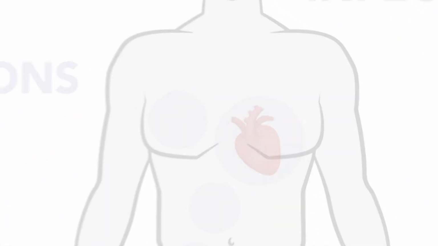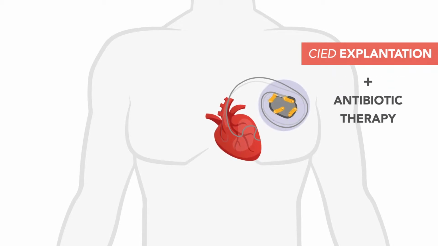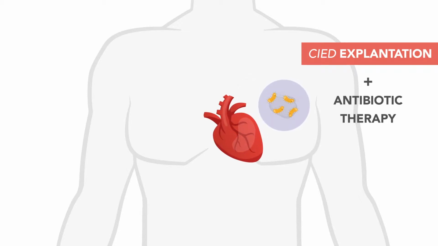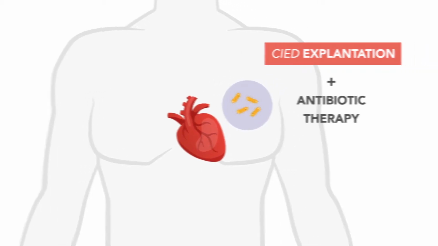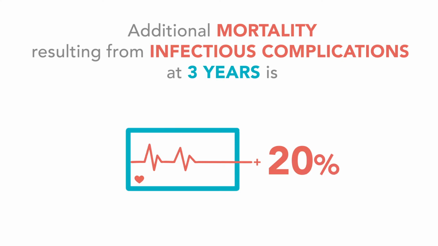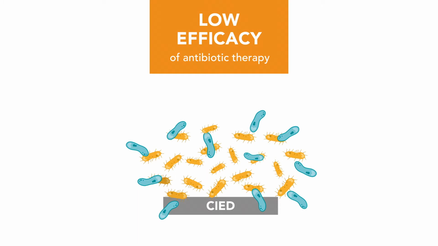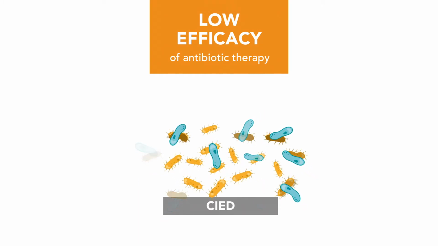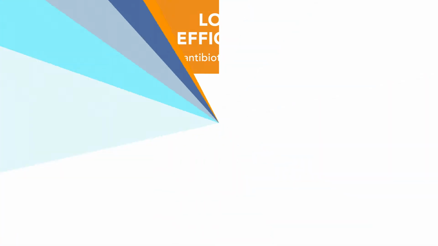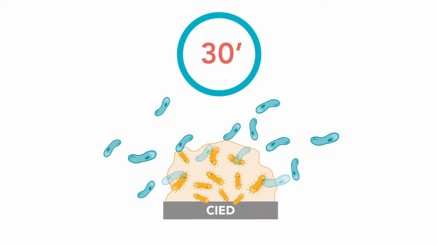Once initiated, treatment of the infection is complex, as it requires complete removal of all hardware, CIED and leads, besides targeted antibiotic therapy that is specific for the pathogen causing the infection. Despite hardware removal and antibiotic therapy, cumulative mortality due to infective complications is at least 20% at 3 years. This disappointing outcome is due to the low efficacy of antibiotic therapy on colonies of bacterial biofilm disseminated in the body at this stage. Bacteria aggregate into biofilm in 12 to 30 minutes.